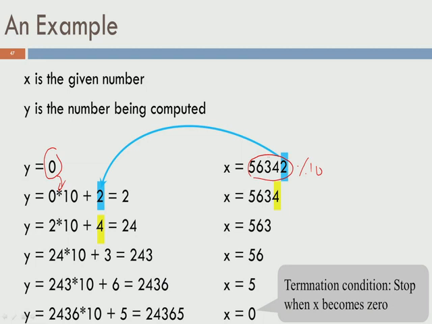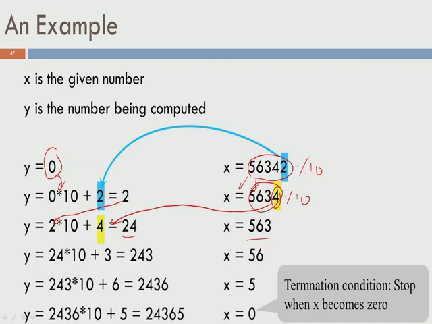Then you take 56342 and divide that by 10 to get 5634. By divide, I mean you get only the quotient and not the fractional part. So 56342 divided by 10, the quotient is 5634. At this point you do percentage 10 again, you get only 4, you take 4 and add it to 2 times 10, and the number is 24. So far we have taken the last 2 digits and reversed them. Then you take 5634 and again divide it by 10 to get 563 and so on.